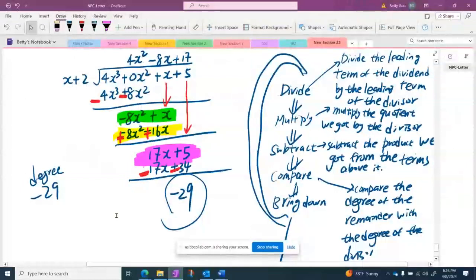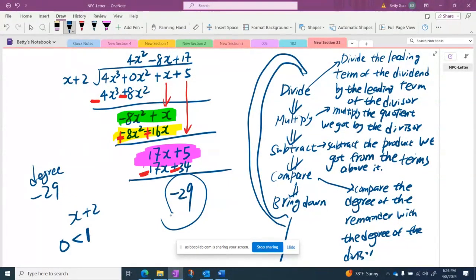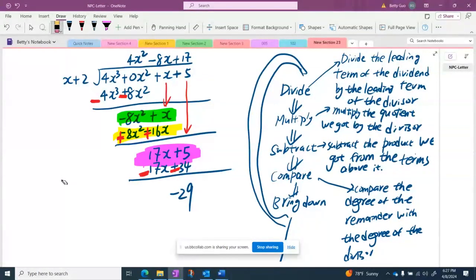The degree of the remainder is 0, the degree of the divisor is 1, and 0 this time is finally strictly less than 1. At this point, the degree of the remainder is finally strictly less than the degree of the divisor. That means we are done. We finish the long division when the remainder has a lower degree than the divisor. We did 3 rounds of the procedure.